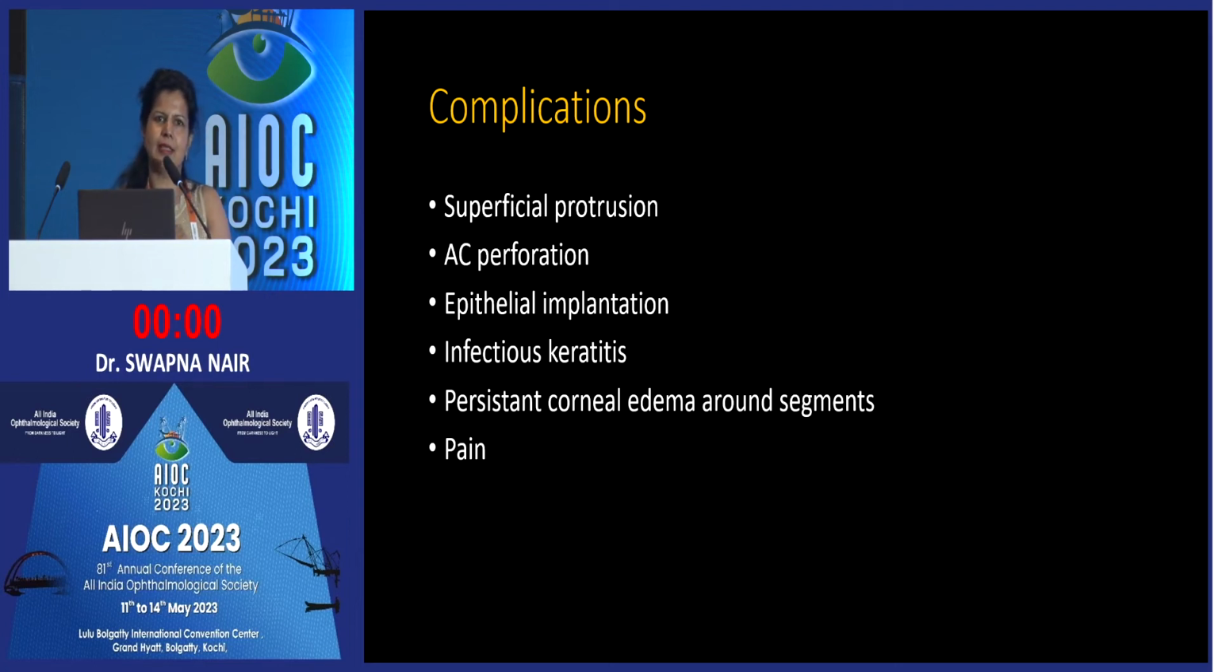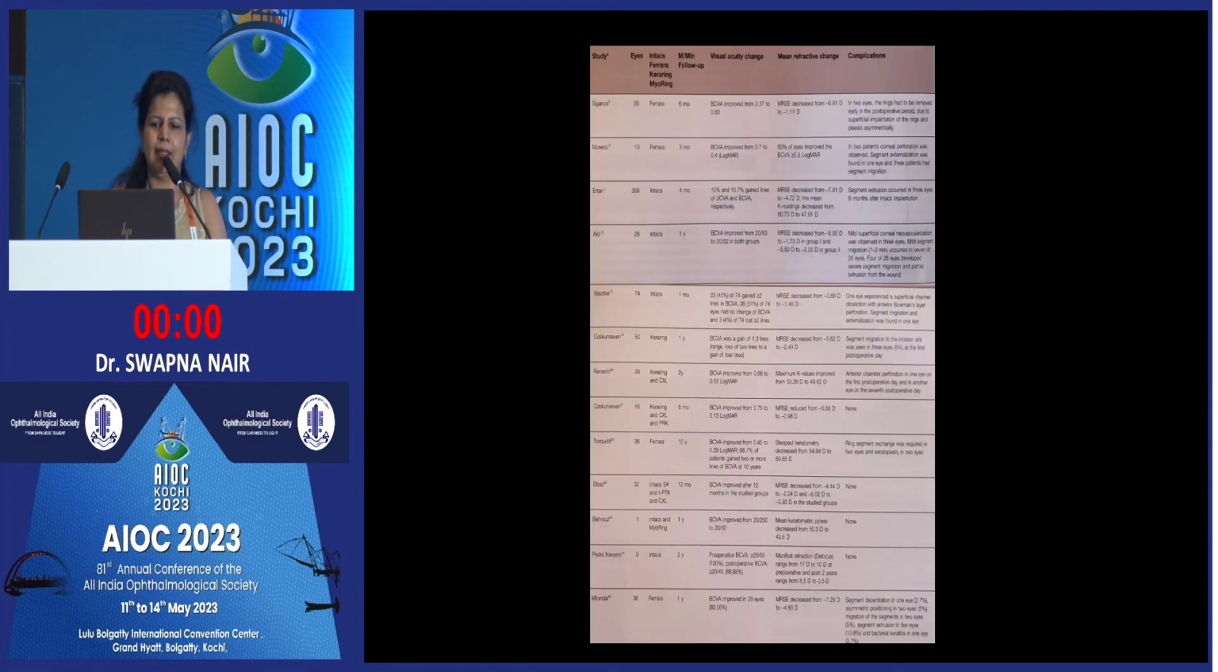Then, of course, there are some deposits that may form around the rings that I have seen, though it is not very common, but some sort of white flakes that may form at the edge of the tunnel. Infectious keratitis in any pocket is a reality. Then there could be persistent corneal edema around the segments. And these are some of the factors, if going to the extreme end, that may require explantation of the rings.